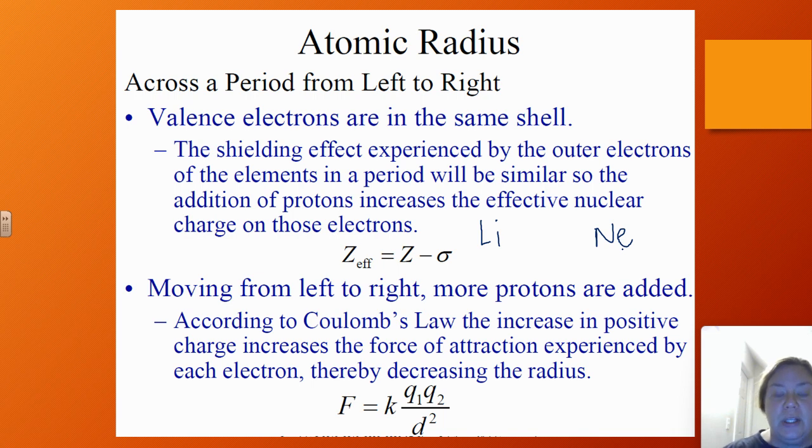So therefore, when you move left to right, there are more protons being added, so we increase the charge. What's happening with Coulomb's law as you move left to right is that the top is getting bigger. The charges are getting bigger, but the distance stays the same. In any kind of problem, if the top gets bigger than the bottom, then your force increases. So again, that's where the effective nuclear charge increases, and if it's increasing, it's going to hold those electrons tighter. And actually, the atomic radius size will decrease.